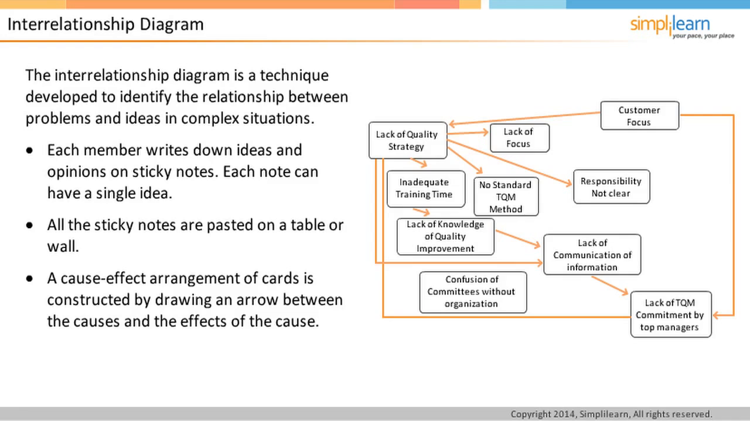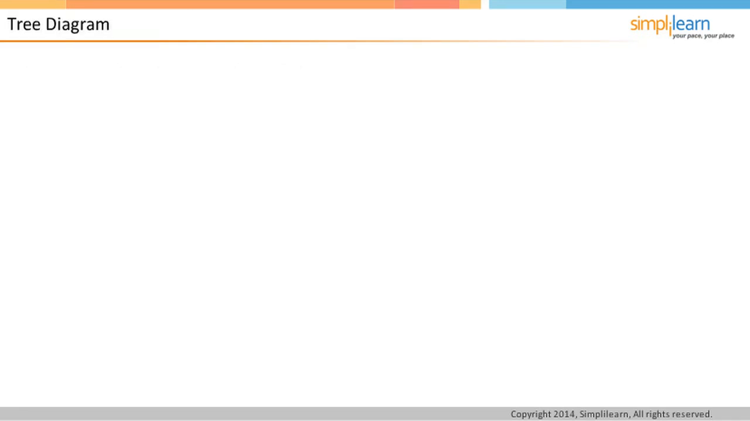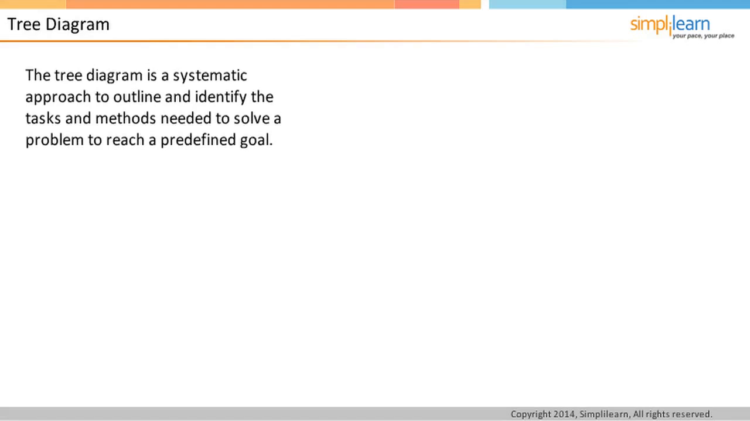The tree diagram is a systematic approach to outline all the details needed to complete a given objective. In other words, it is a method used to identify the tasks and methods needed to solve a problem and reach a predefined goal. It is mostly used while developing actions to execute a solution, while analyzing processes in detail, during the evaluation of implementation issues for several potential solutions, and also as a communication tool to explain the details of a process to others.